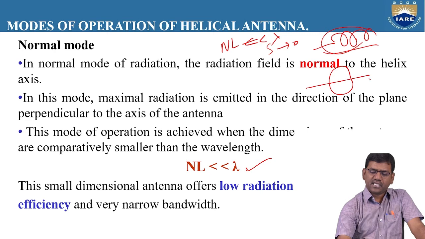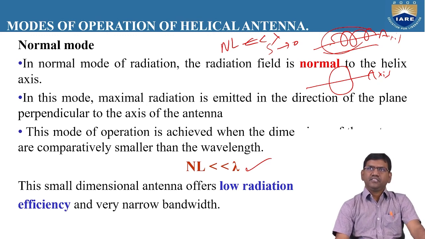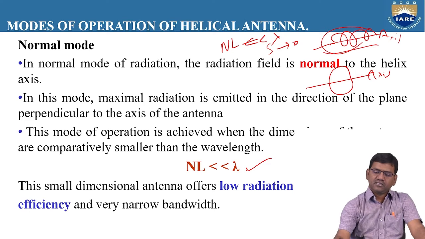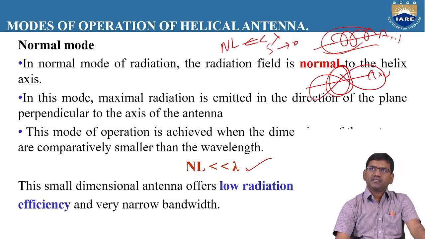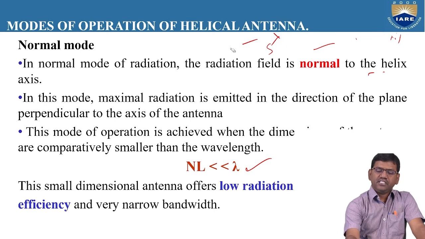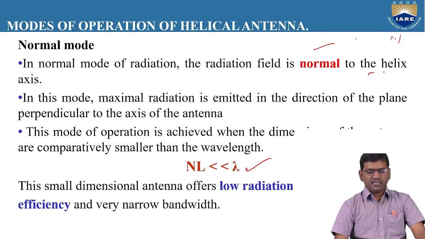To the helix axis. You can see here, this is the axis. So in the normal mode of radiation, the radiation field is normal to the helix axis. In this mode, the maximum radiation is emitted in the direction of the plane perpendicular to the axis of the antenna. See here, this is the loop, and this is the radiation pattern of the helical antenna in the normal mode. This beam of radiation is perpendicular to the axis of the antenna.